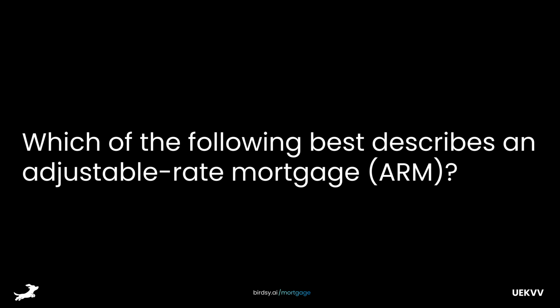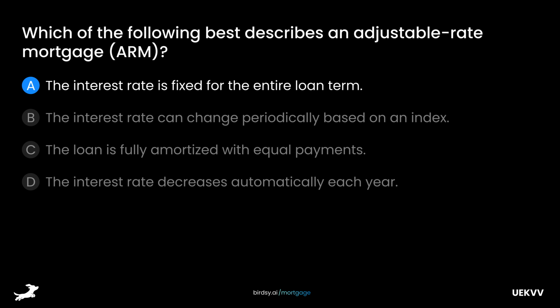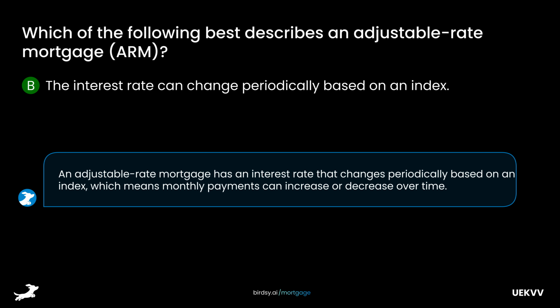Which of the following best describes an adjustable-rate mortgage? Is it A, the interest rate is fixed for the entire loan term? B, the interest rate can change periodically based on an index? C, the loan is fully amortized with equal payments? Or D, the interest rate decreases automatically each year? The answer is B, the interest rate can change periodically based on an index. An adjustable rate mortgage has an interest rate that changes periodically based on an index, which means monthly payments can increase or decrease over time.